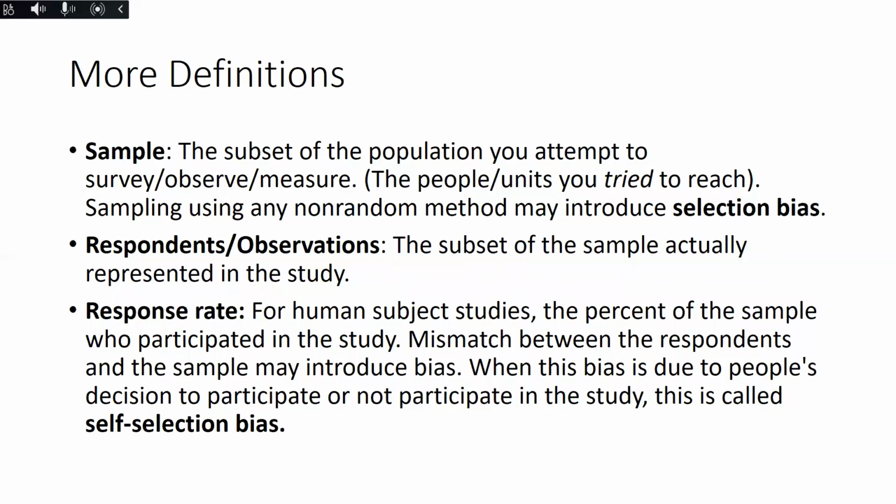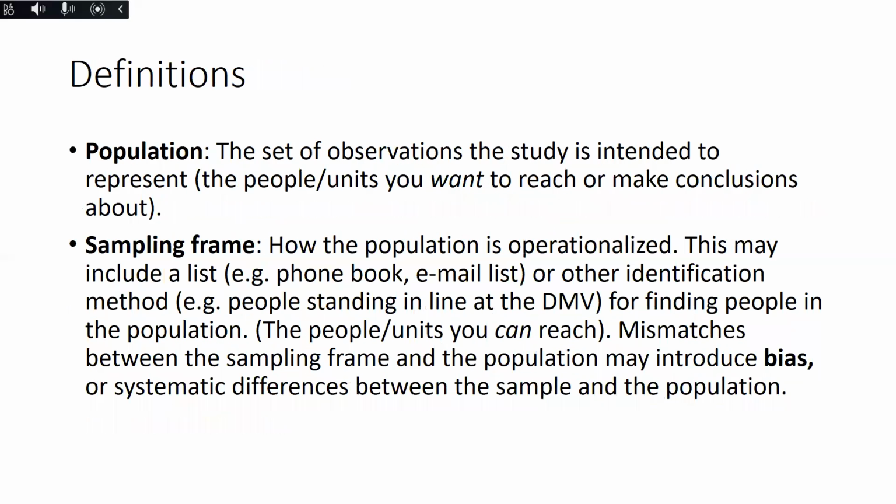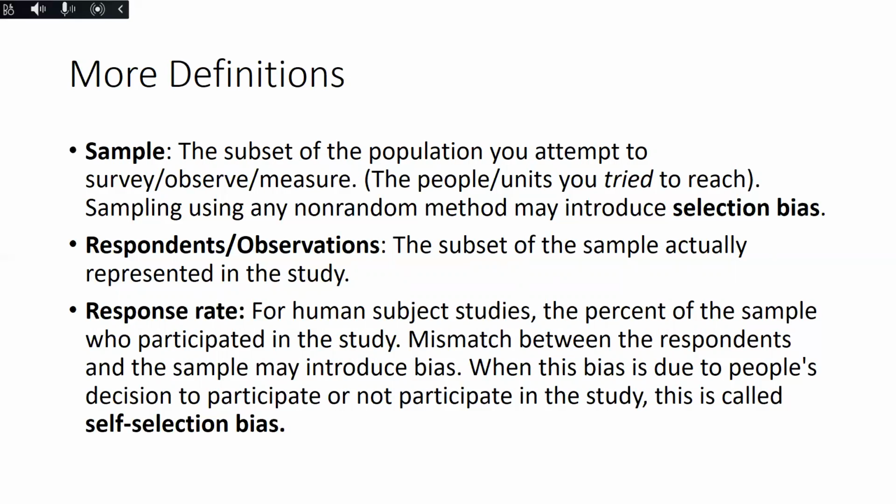Once we've identified a sampling frame, then we're going to choose our actual sample. So that's the subset of people that we are going to actively attempt to survey, observe, or measure. So the sampling frame is how we're going to identify those people. The sample is the people that we actually try to measure. If we use any method that's non-random, that's going to potentially introduce selection bias.